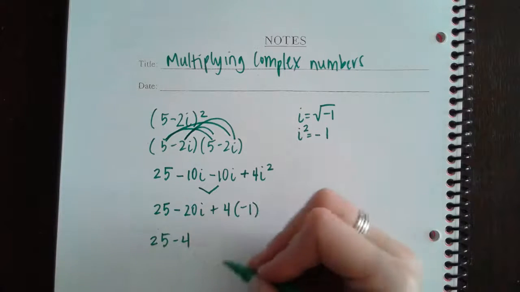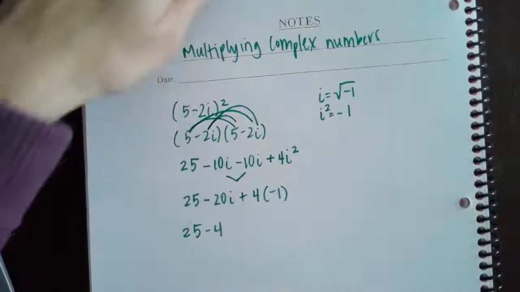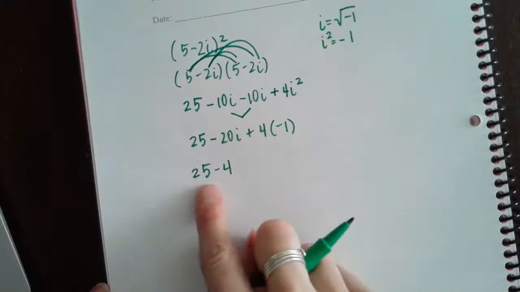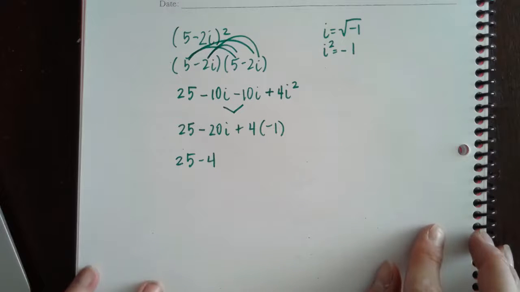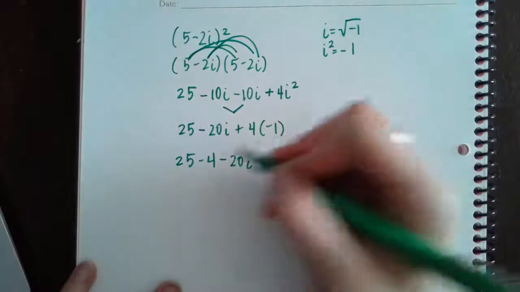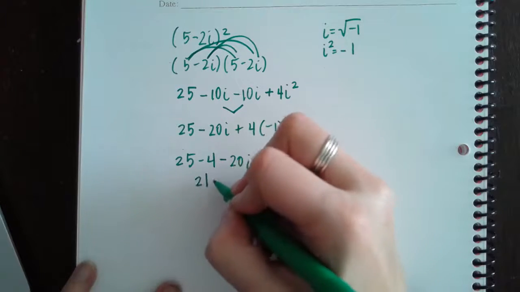I put my real parts together, my whole numbers, and then I leave my imaginary pieces for the end. 25 minus 4 is 21, minus 20i.